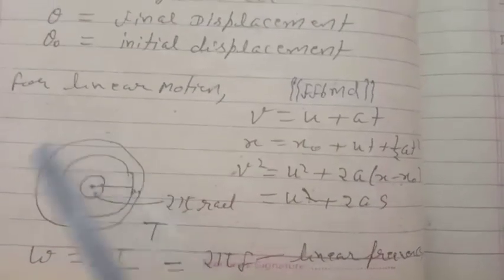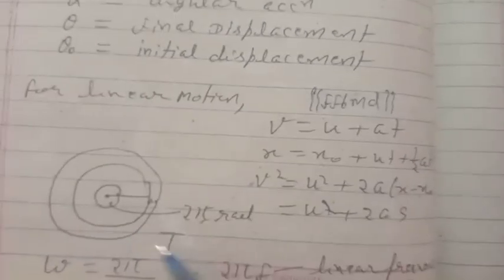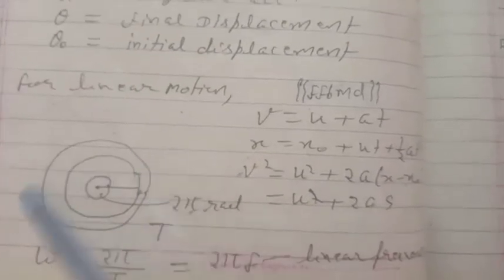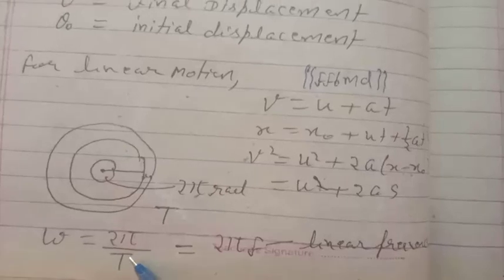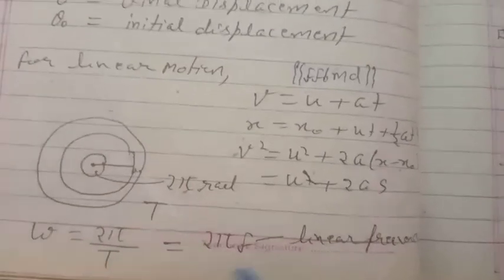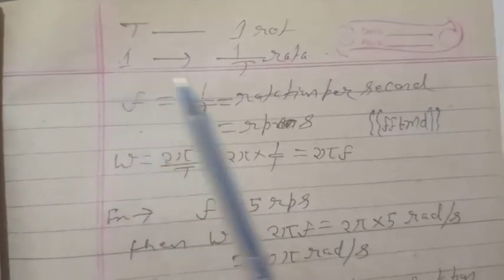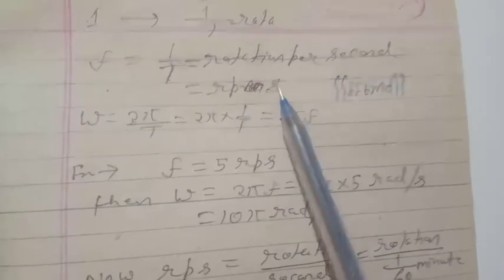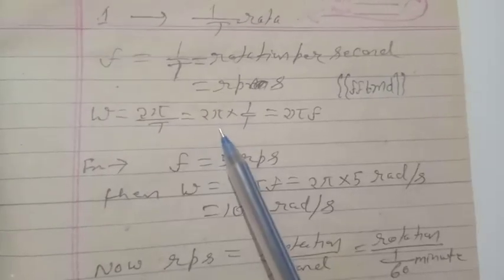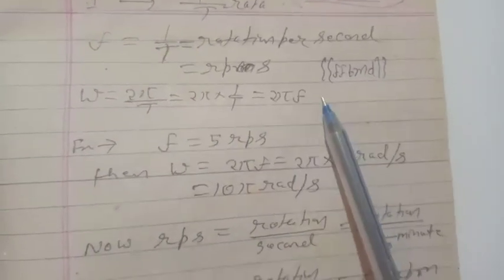Now we know that if a body is revolving around any point and it takes time t, then it revolves through 2 pi radian in time t. So the angular velocity of that particle will be omega equals 2 pi by t, and that is 2 pi f, where 1 by t equals f, the linear frequency. Since in time interval t one rotation is completed, then in 1 second there will be 1 by t rotation, and this is called frequency. So f equals 1 by t. Rotation per second is called frequency, rps, so omega equals 2 pi by t equals 2 pi into 1 by t equals 2 pi f.